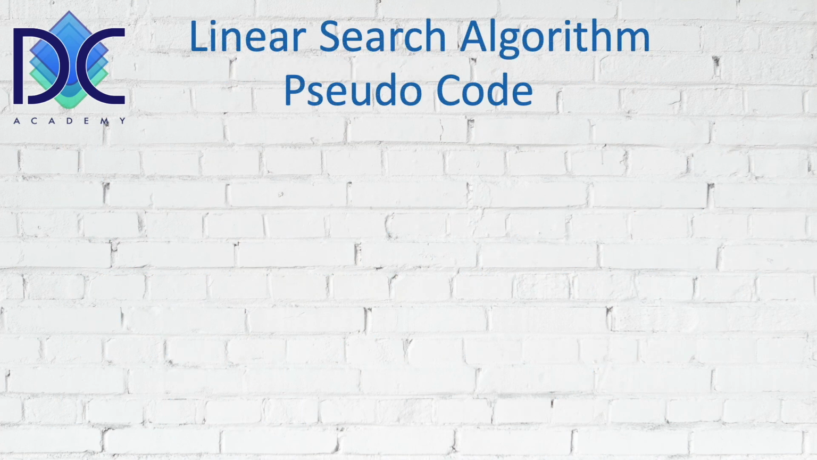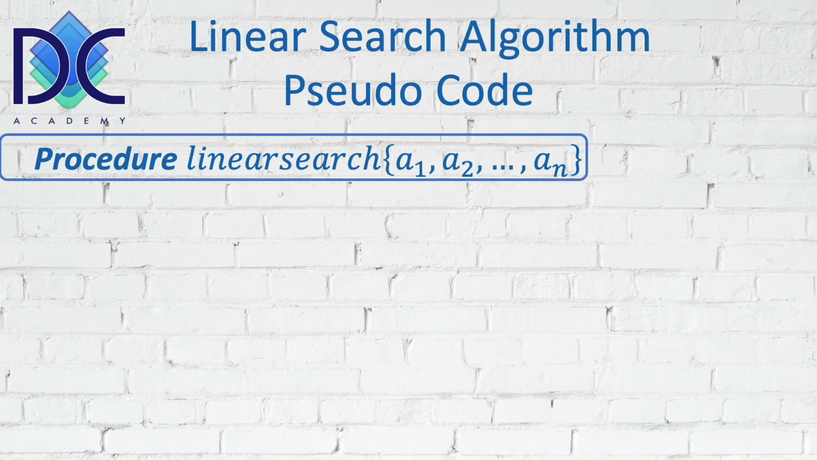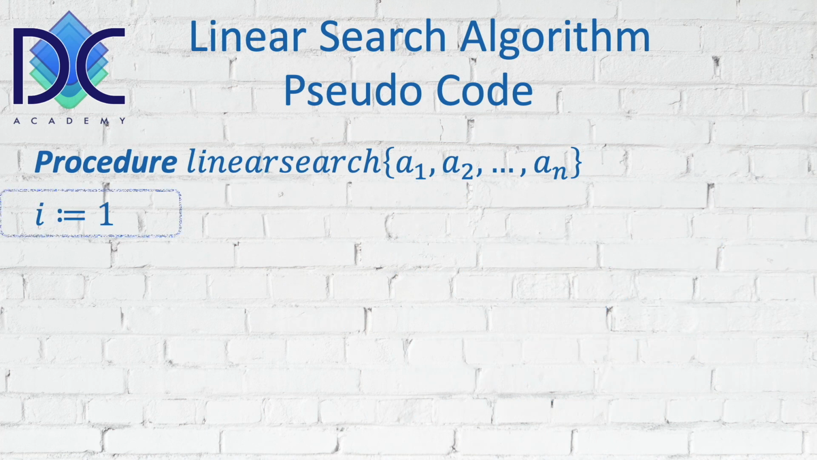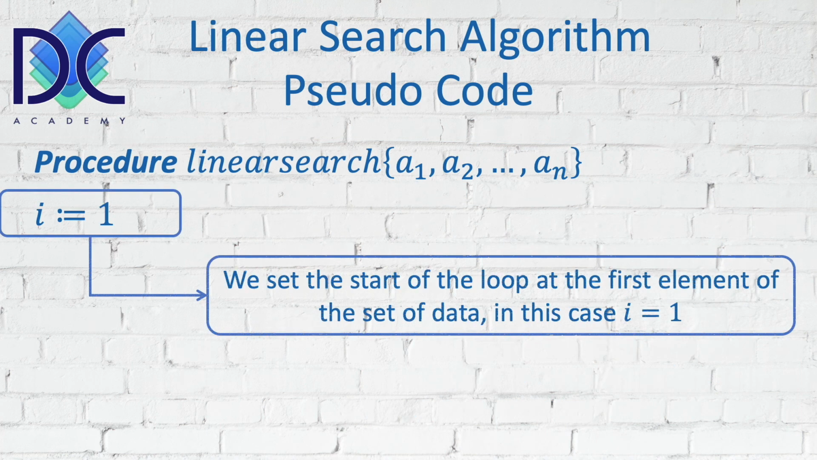Now let's first have a look at the pseudocode for the linear search algorithm. Again, we start with a procedure name, which is called linear search over a set of numbers A1 till AN. Like I said before, it's good to know that we have these elements in the program because we can find what we did wrong very easily when we are debugging the program. We start at position 1, so it's the first position. So i is equal to 1.